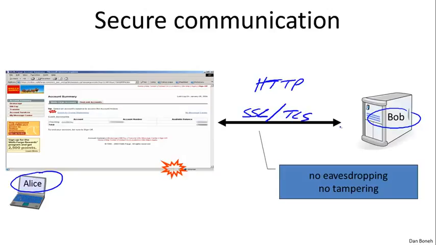And the goals of these protocols is basically to make sure that as this data travels across the network, an attacker, first of all, can't eavesdrop on this data, and second of all, an attacker can't modify the data while it's in the network. So no eavesdropping and no tampering.